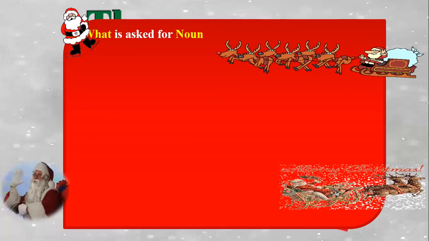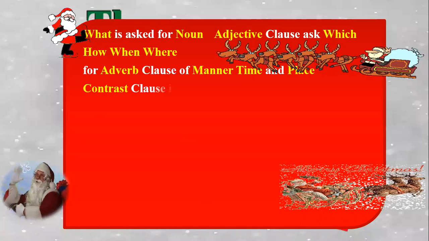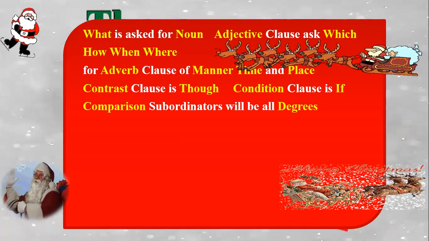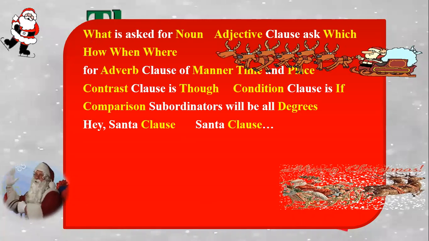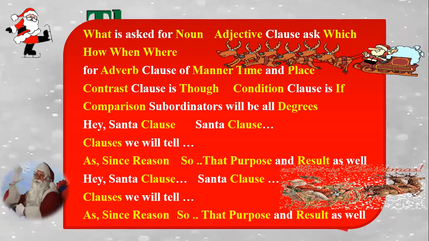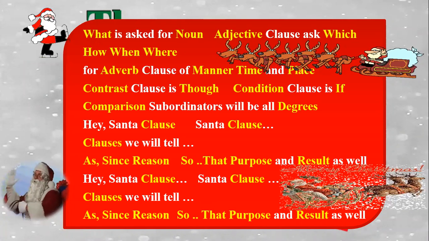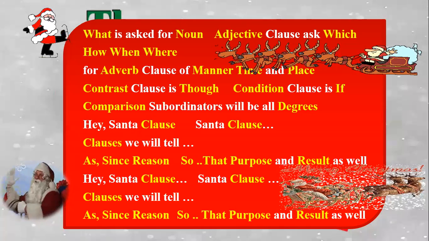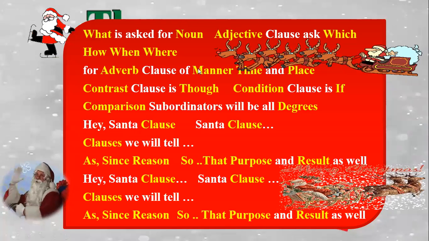It is as for noun, adjective clause, ask which. How, when, where, or adverb clause of manner, time, and place. Contrast clauses though. Clauses if. Comparison subordinators will be all degrees. Hey, Santa Claus, clauses we will tell. Essence, reason, so that, purpose, and reason as well. Hey, Santa Claus, clauses we will tell. Essence, reason, so that, purpose, and reason as well. Yes, that's a tune, right?